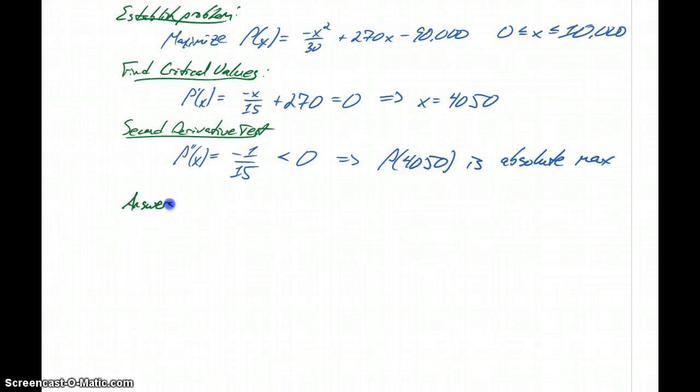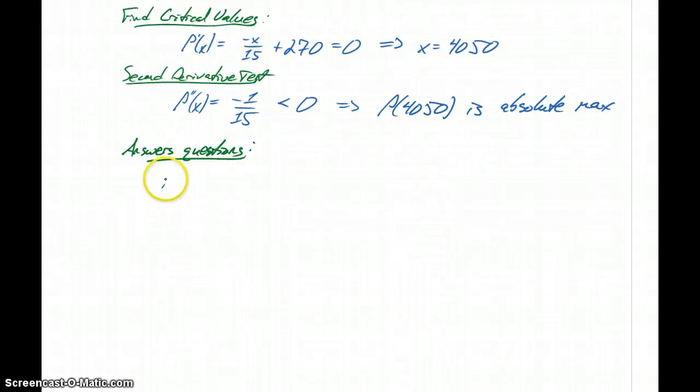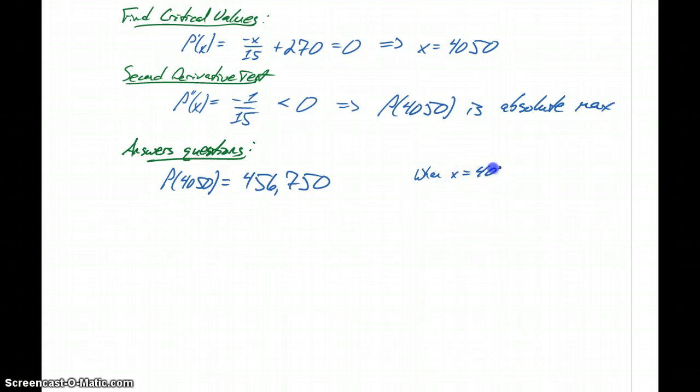And now again, what we want to do is take these mathematical results and phrase them in plain English to answer the basic questions that are being asked. So we know that our profit is maximized when x equals 4,050, so plugging that value back into our original profit function gives us 456,750. And when x equals 4,050, we could go back to that price-demand equation from the previous example, and we could find that our optimal price point would be $165.